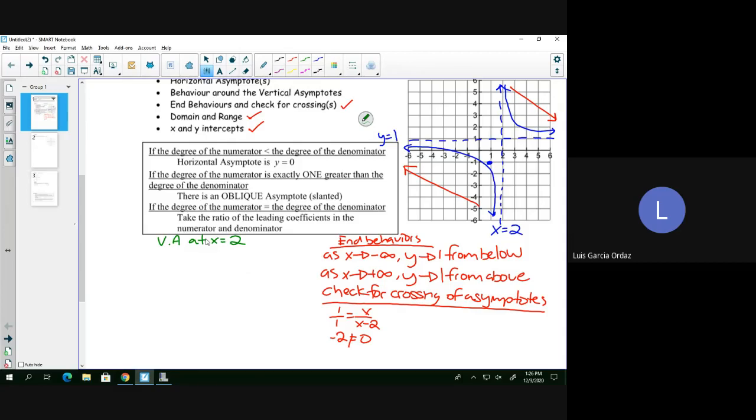So let's see how I can explain this to make it easier for you guys. Let me just erase these lines so they don't confuse you.